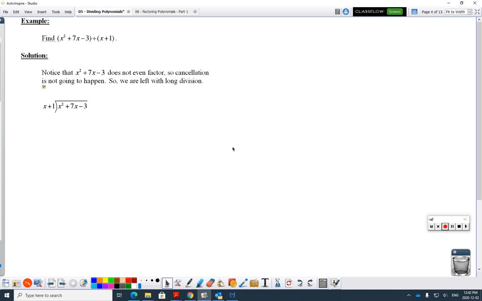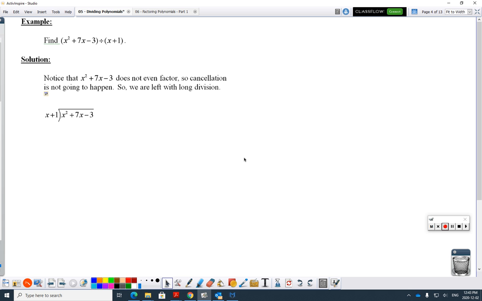Gonna resize things to make it exactly the size I want on the page here. Here's what we want to be able to do: x squared plus 7x minus 3, divided by x minus 1. Notice that x squared plus 7x minus 3 does not even factor. Let's start working on quadratic factoring right now, shall we?